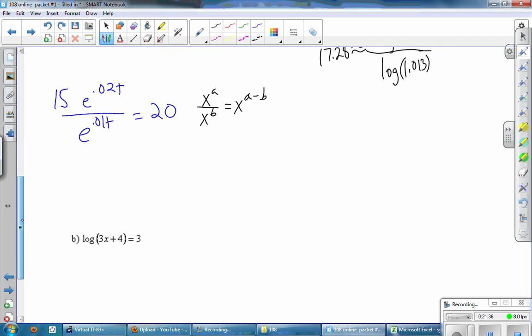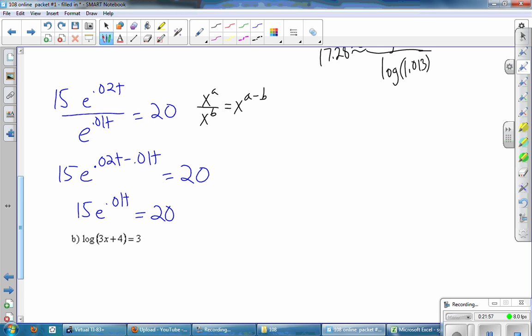Okay, so this becomes 15, we'll just copy that, e to the, and now we're going to subtract those powers. I'm going to write all the detail here, 0.02t minus 0.01t. That's the new power, whatever that is, equals 20. 15e, and then we'll combine terms, 0.01t equals 20. Good. We did a lot of work. We got the e's that were on both sides, and now they're just on the one side.